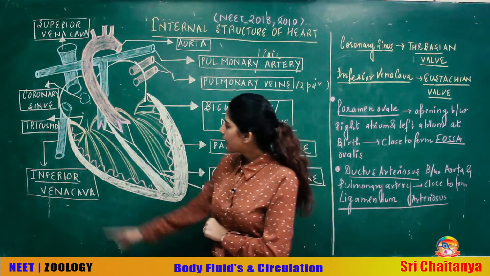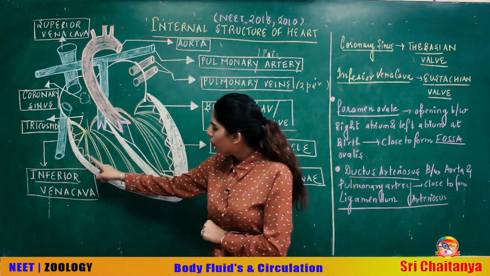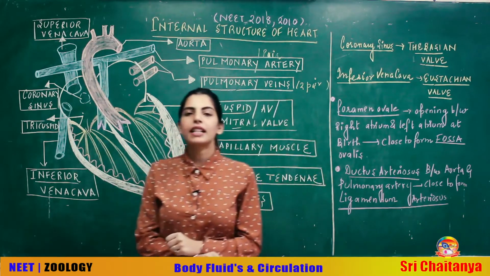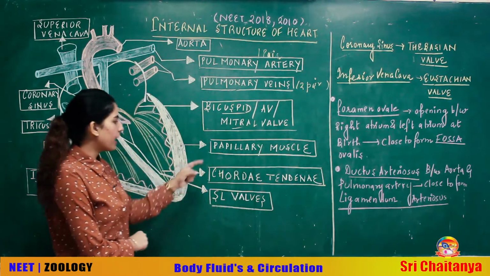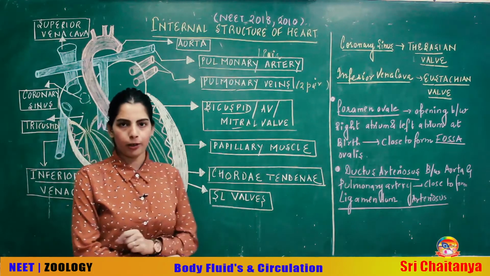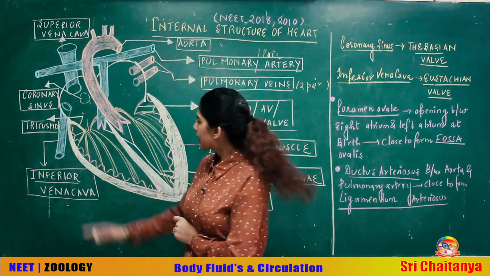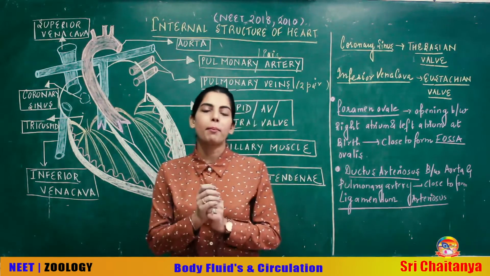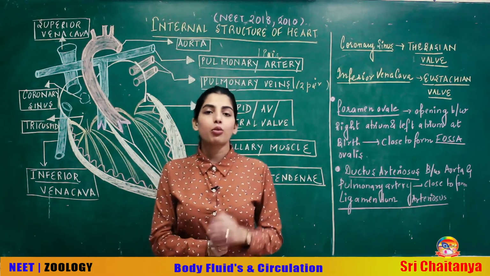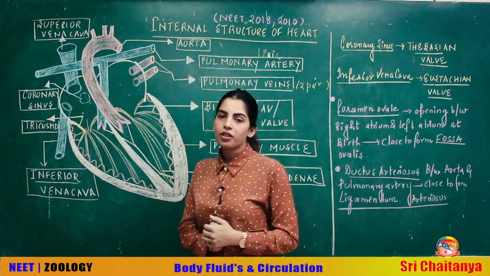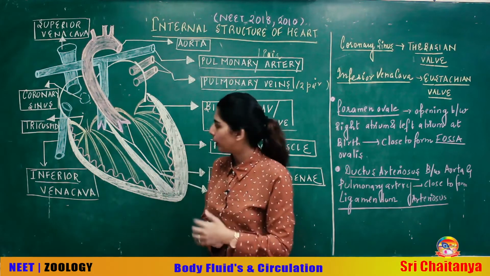Can you see some pink color thing on the wall of the ventricles on both the sides? I will tell you the function of these pink color things, which are called papillary muscles, attached with the wall of the ventricles, later on. Also you can see some fibers, some cords attached with these papillary muscles and attached with the valves. That also we are going to discuss the functions of later as I move on.